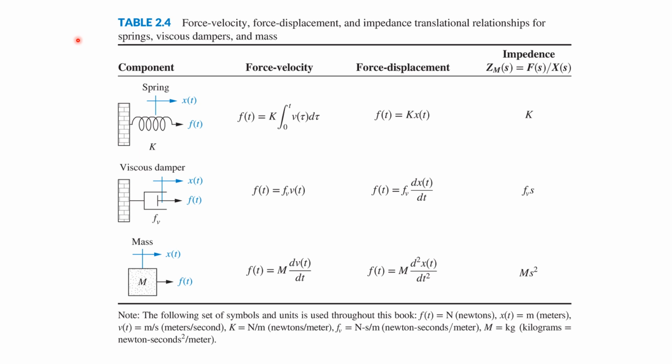So Table 2.2 has a very useful analysis on how to transform from a component into Laplace space. In other words, to find the impedance. For a spring system, the impedance simply transforms as K. For a viscous damper, notice the symbol here is an Fv for the viscous damper. It transforms as Fv times s. And for a mass system, it transforms as M times s squared. This also has a column for the force-velocity relationships and the force-displacement relationships.